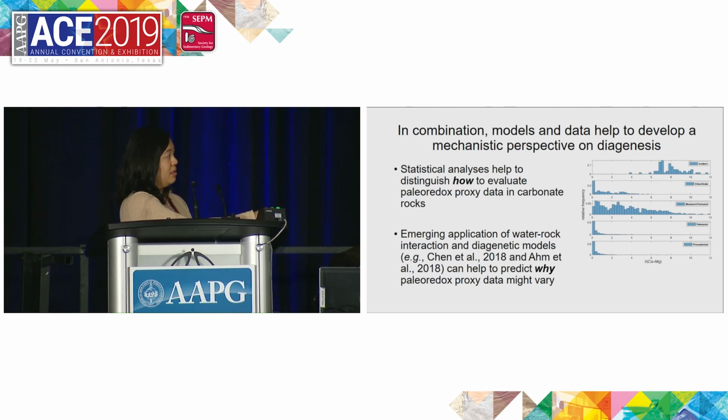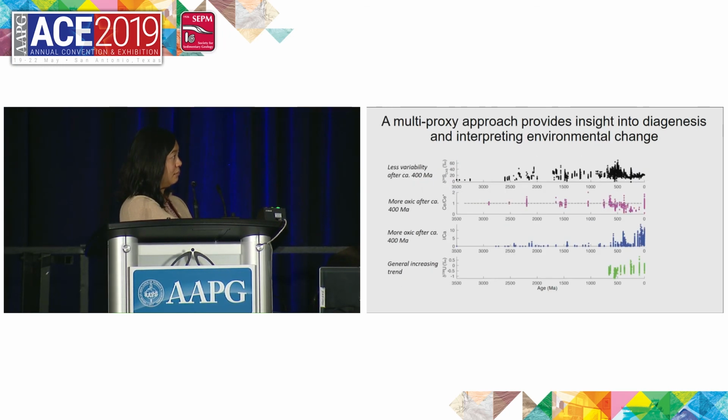We can also couple these with water-rock interaction or diagenetic models to be able to predict why these proxy data will actually vary. And so instead of just throwing out the baby with the bathwater, we can start to take a more critical look at how we would evaluate this data.